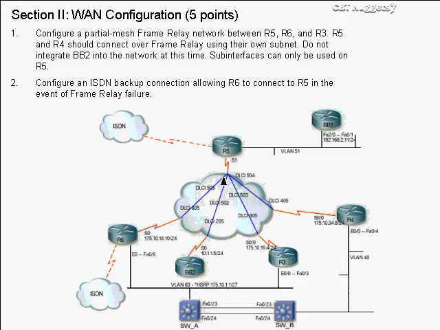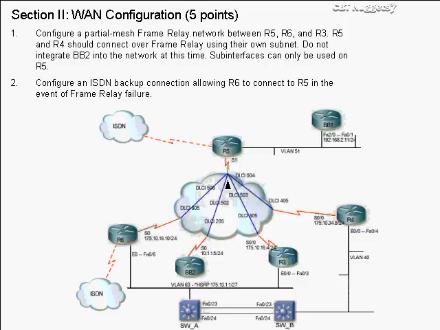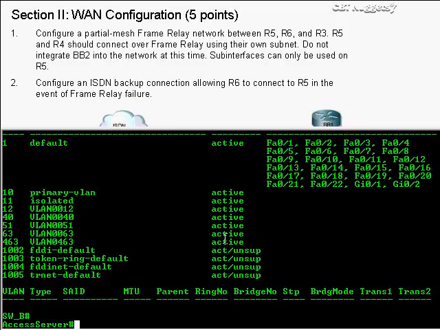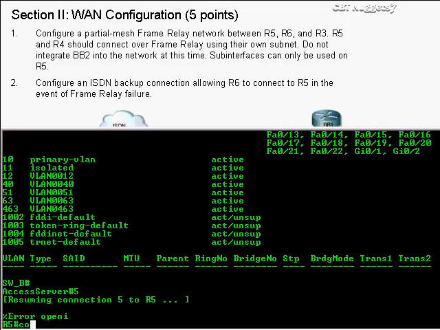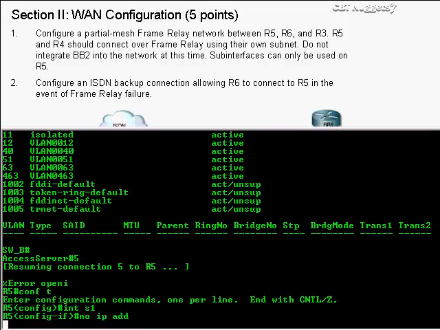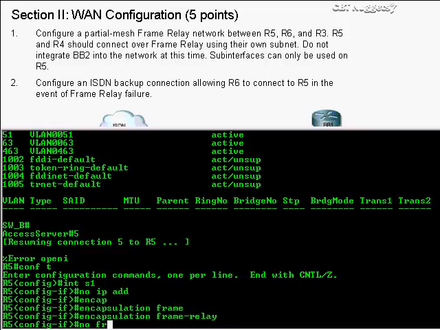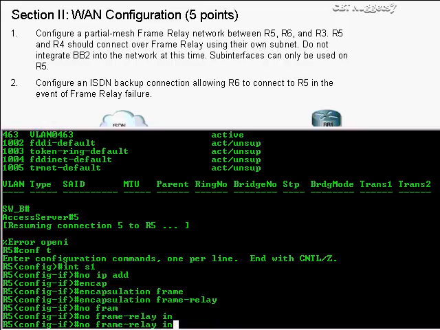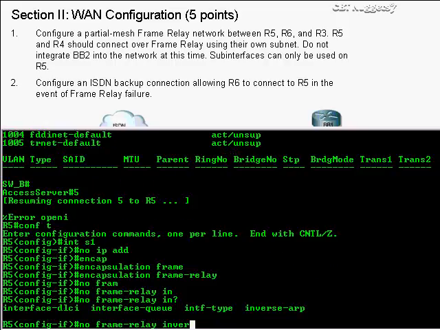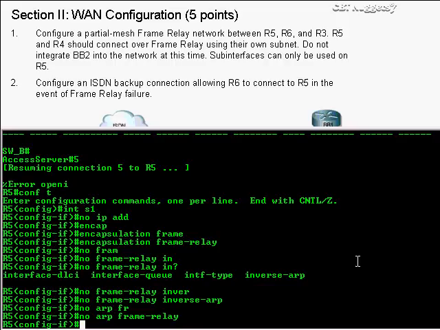So the first thing you need to do when you jump on router 5, let me actually flip back, under serial 1, I'm going to go under that physical interface serial 1, and I'm going to type in no ip address, make sure there's nothing under there, encapsulation frame-relay, and I'll do a no frame-relay inverse-arp. I'll also do a no arp frame-relay. It's also a redundant command, but I do it just for safety.